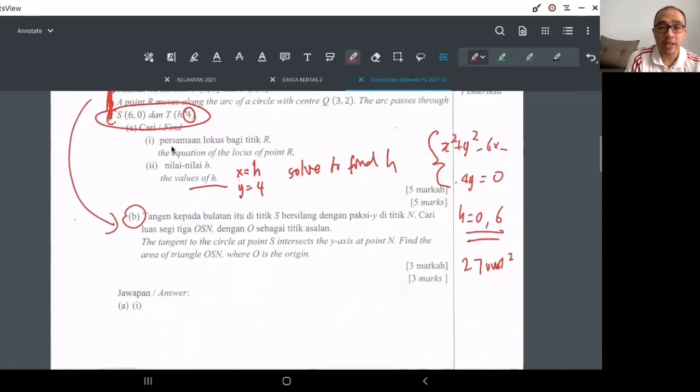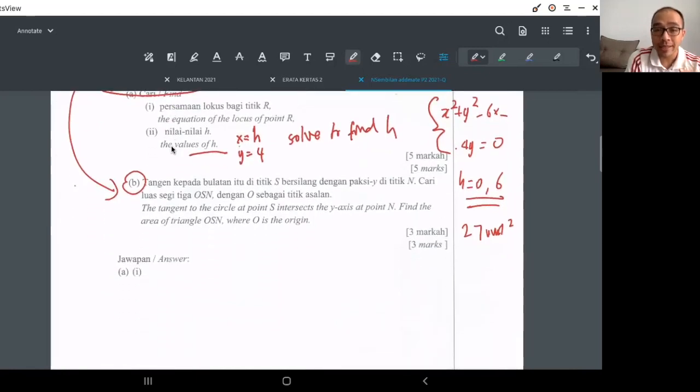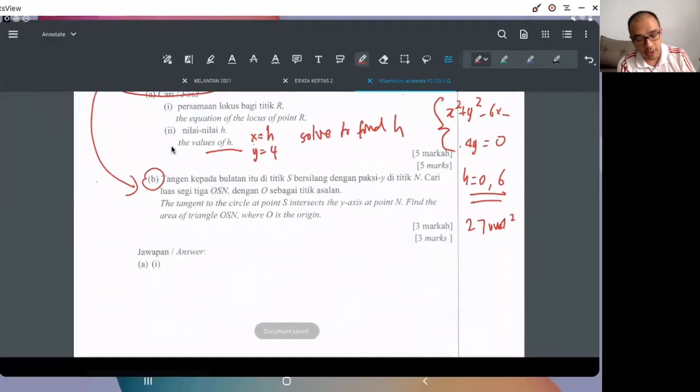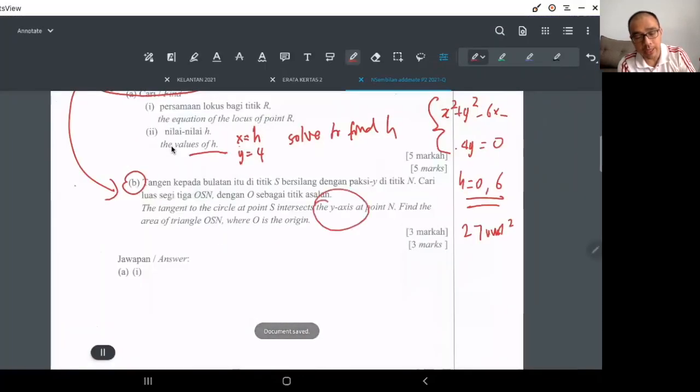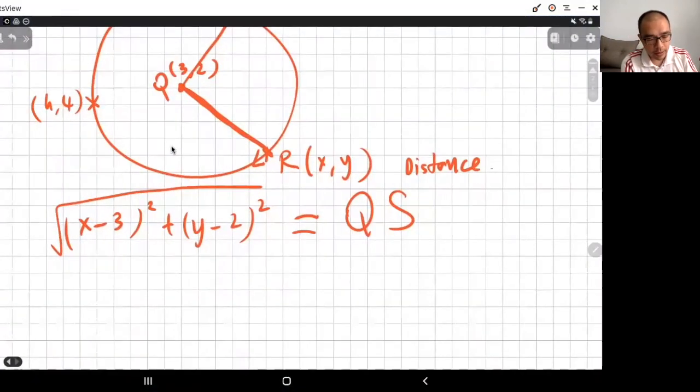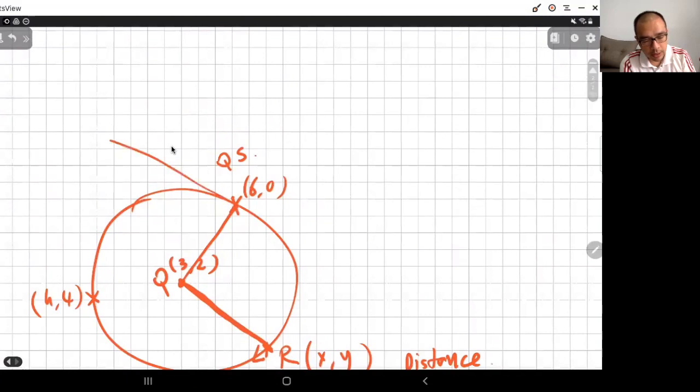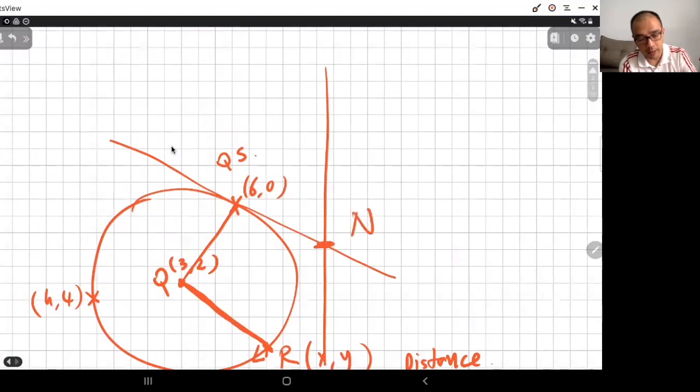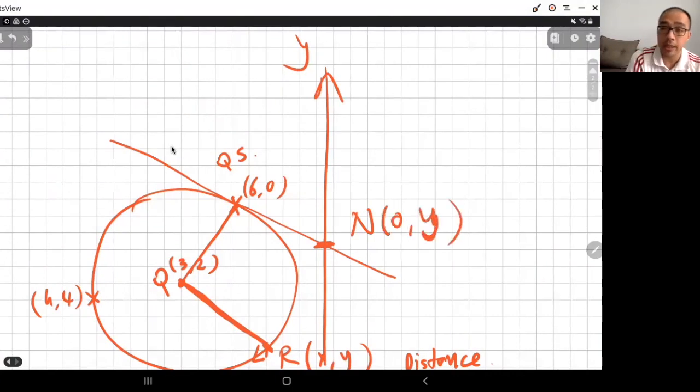So the tangent to the circle at point S intersects with the y-axis at point N. Intersects with the y-axis means that it is a y-intercept. Y-intercept means x equals 0. That one you must know. Tangent means this line over here, which somehow intersects the y-axis at point N. Point N is (0, y) and we don't know the y coordinate yet. After a while we will find it.